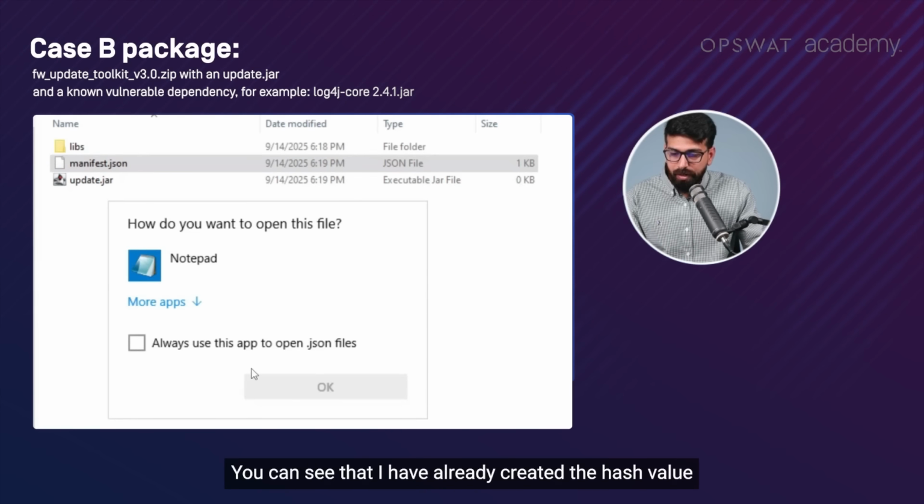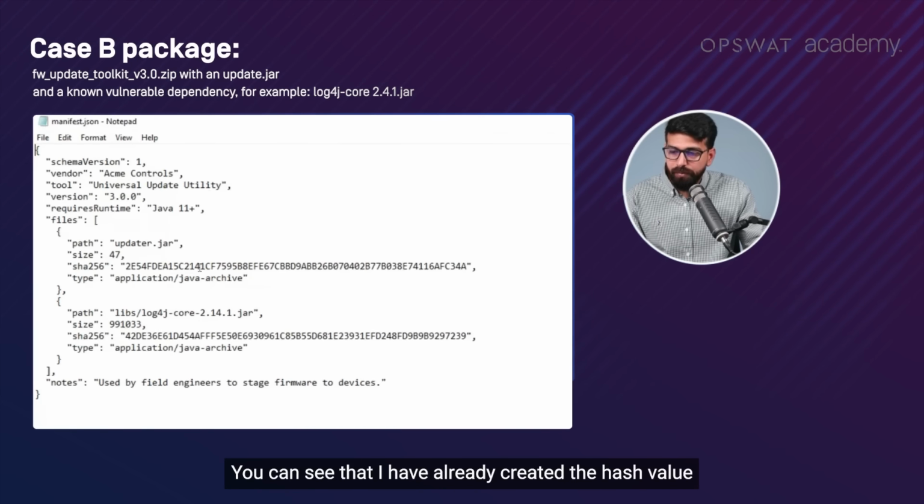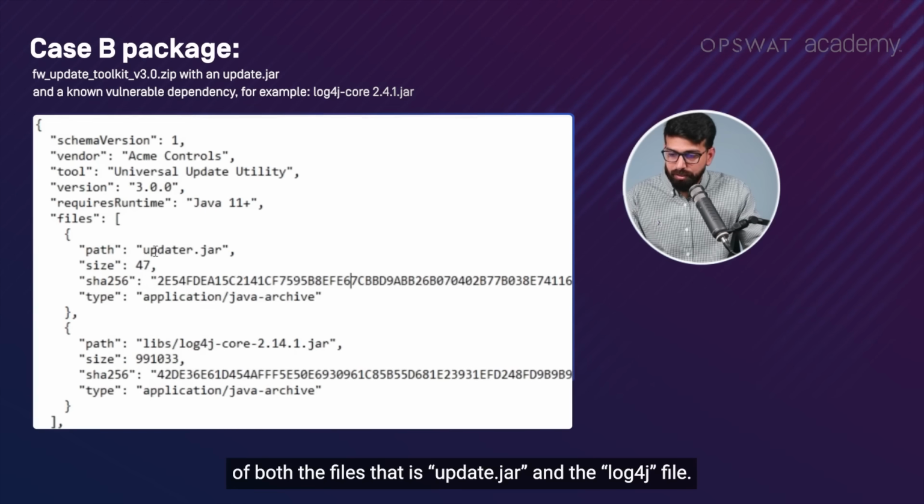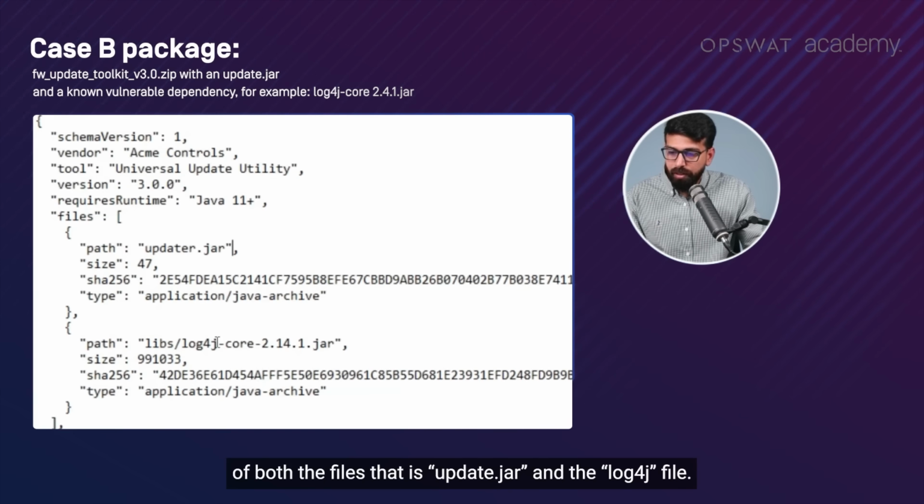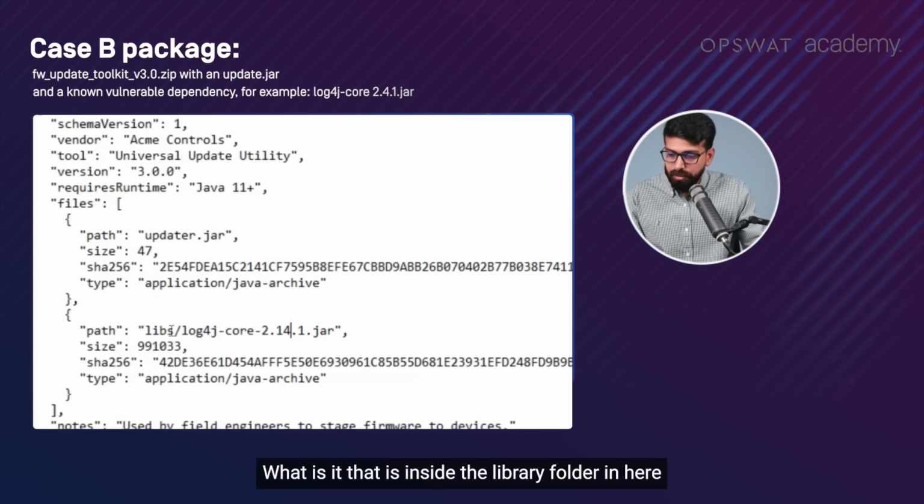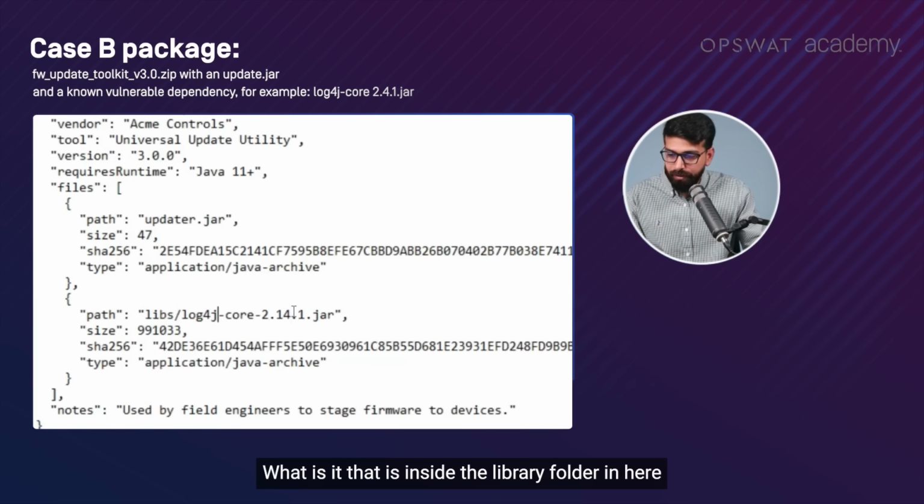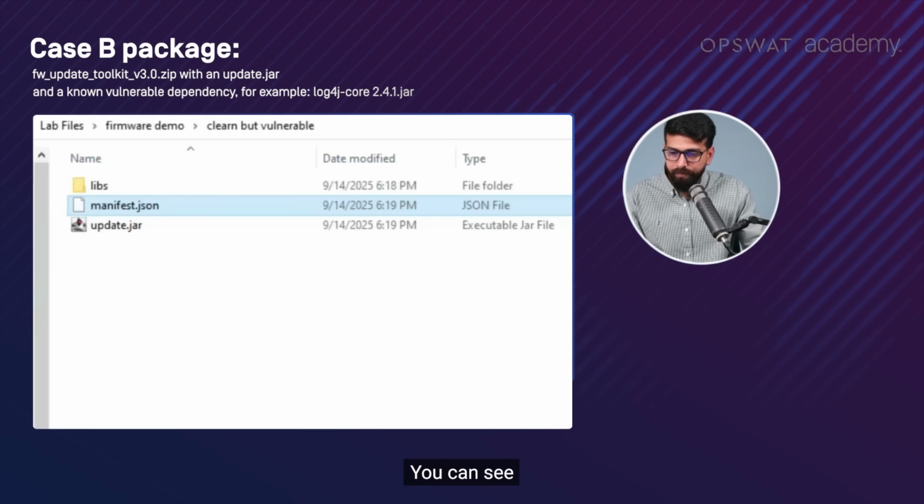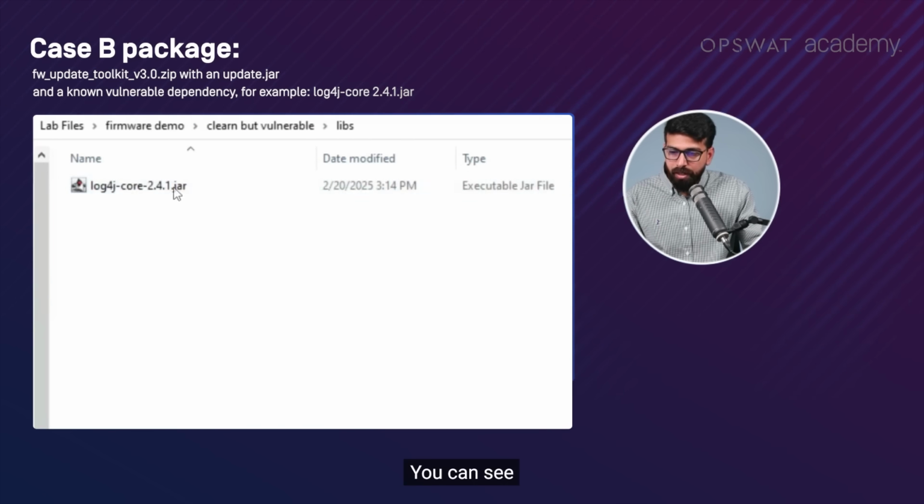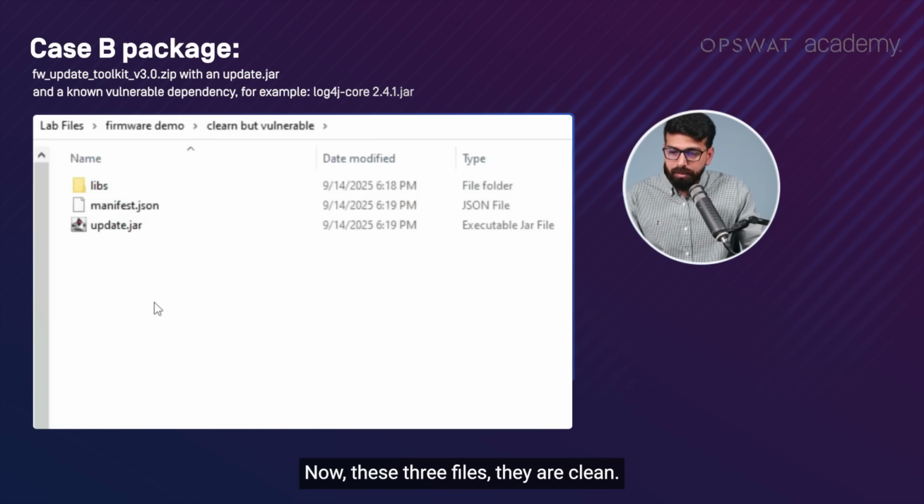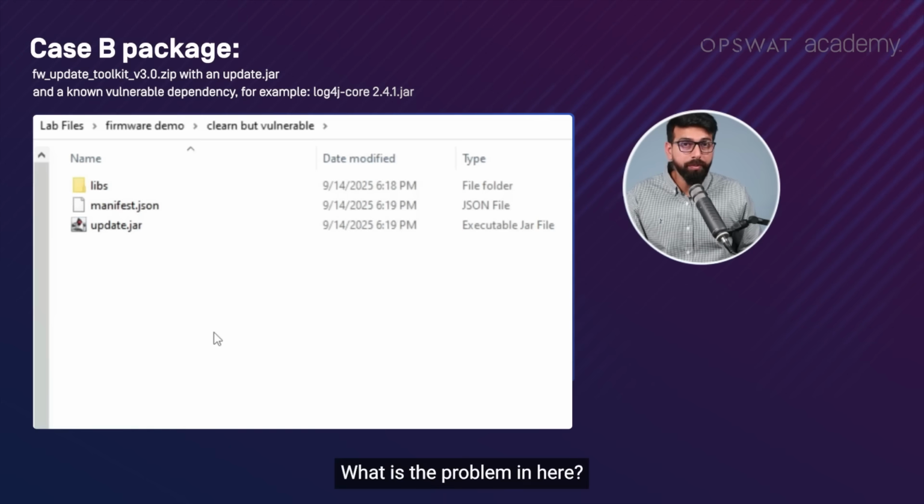You can see that I have already created the hash value of both the files, such as updated.jar and the log4j jar file, which is inside the library folder in here. You can see now these three files, they are clean. What's the problem in here?